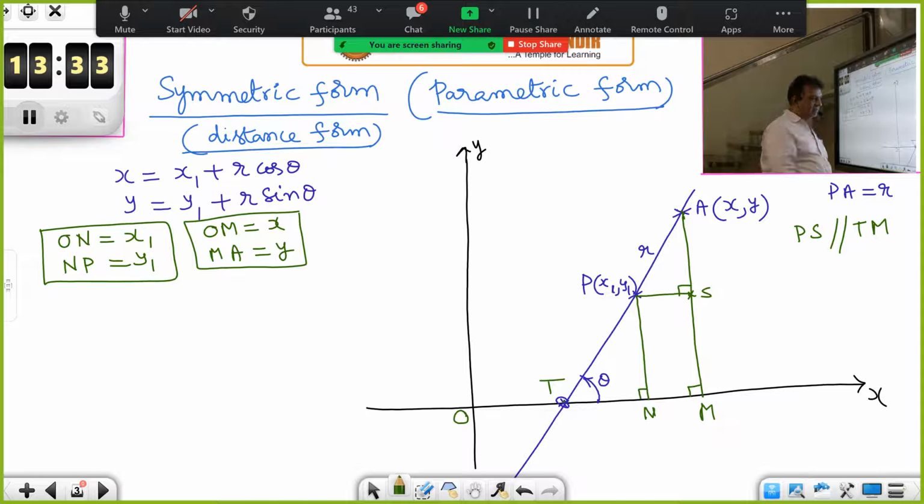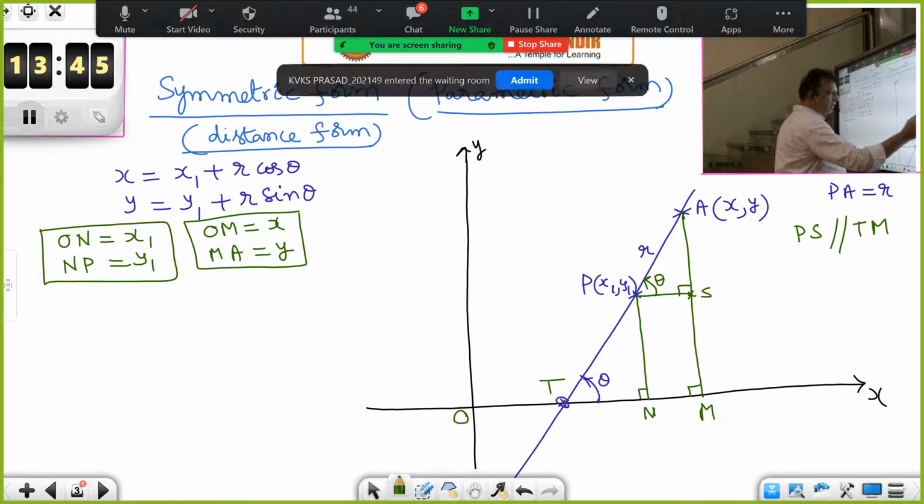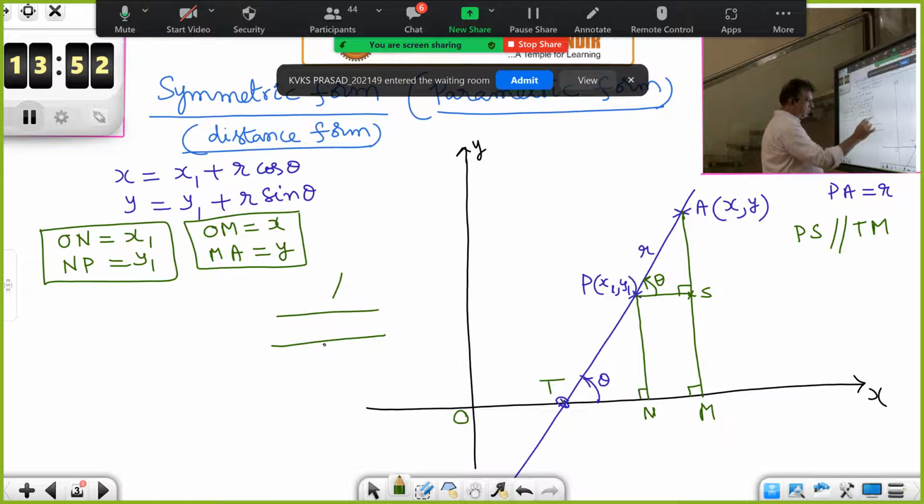So now here at the point T, the angle is theta. Therefore, what is this angle at P? Theta, sir. They are called what angles? Alternate angles or corresponding angles? Corresponding angles, sir. Two parallel lines and a transversal. These two are called corresponding angles. So theta, theta, they are equal. Okay. Now I'll remove this.